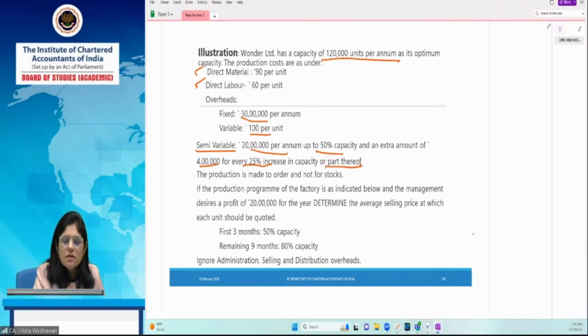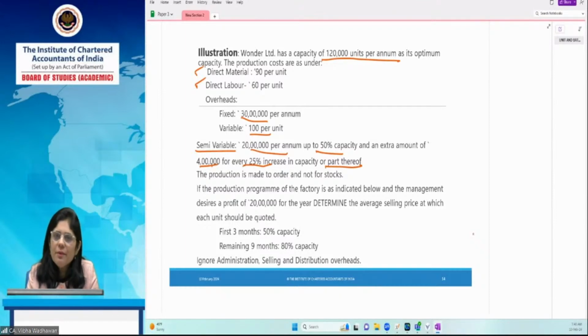Clear? So till 50% capacity, it will be 20 lakh per annum. If the capacity is 75%, then how much would it be? 20 lakh plus 4 lakh. So if it is 80%, how much would it be?